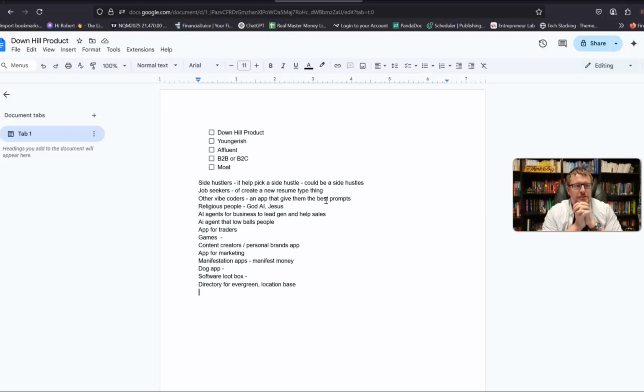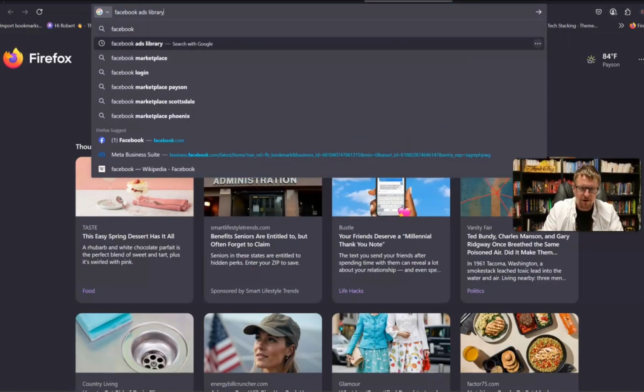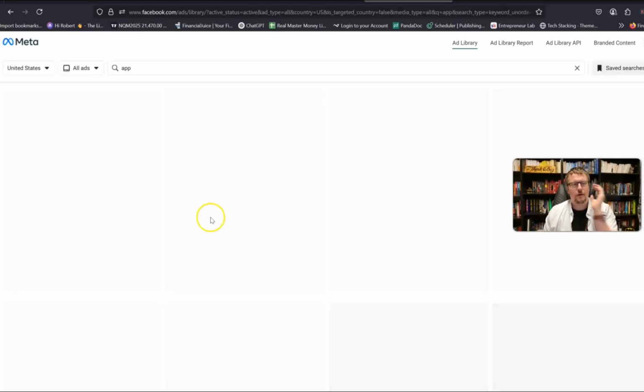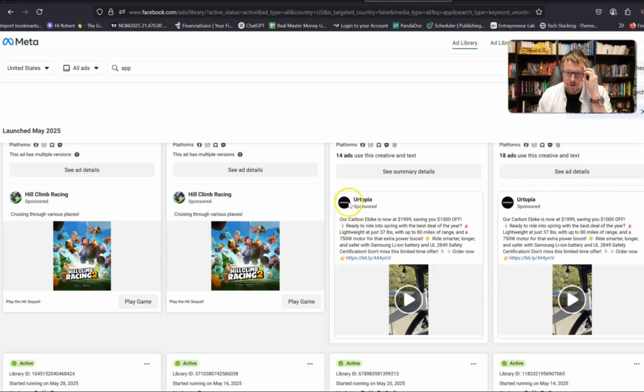I mean, obviously we should just be looking on the App Store. I also kind of like to go to the Facebook Ad Library. Let's just see all ads. Pakistan, United States. What other apps are people selling? Because if they're running ads for it, they're probably making money somehow.